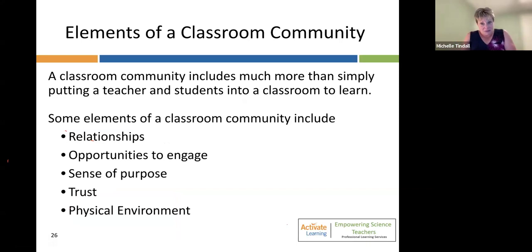So, elements of a classroom community. Let's get into the meat of our session tonight. So think about relationships, think about opportunities for our students to engage, a sense of purpose, trust, and the physical environment. So when you have these pieces, then you have that sense of a community so that the students feel comfortable, as we mentioned in the chat. They can feel comfortable enlightening and working with each other, sharing their ideas, and collaborating with one another.